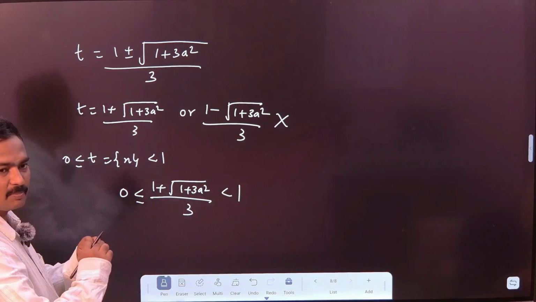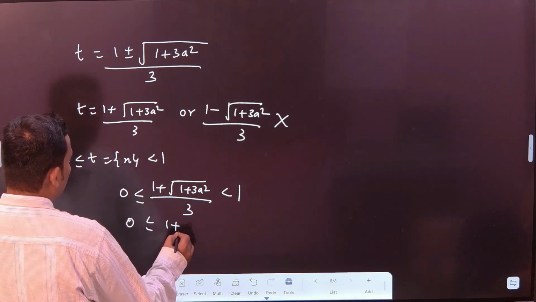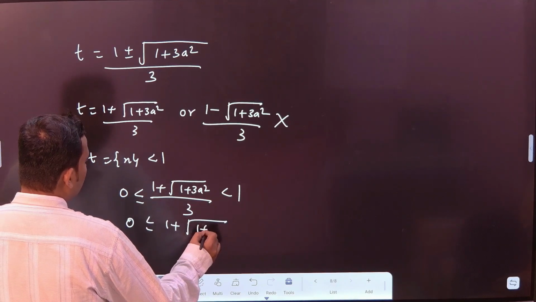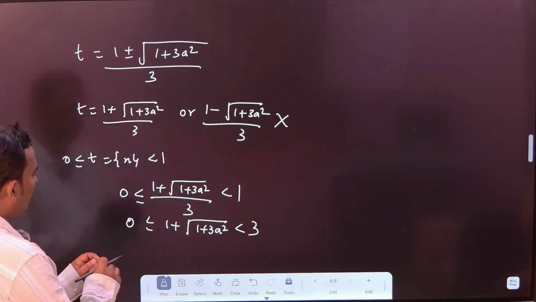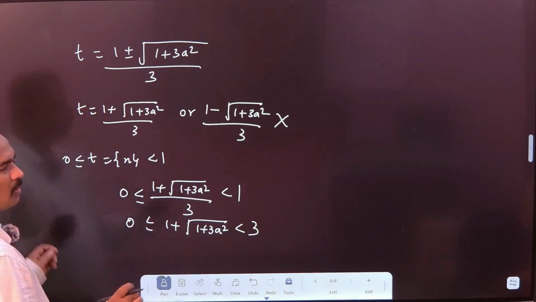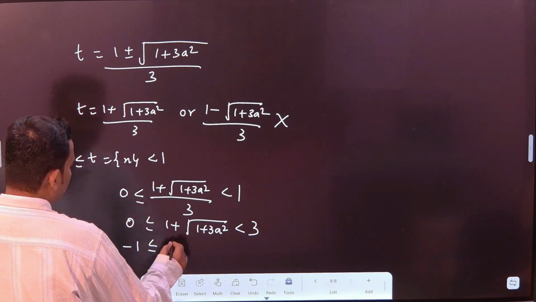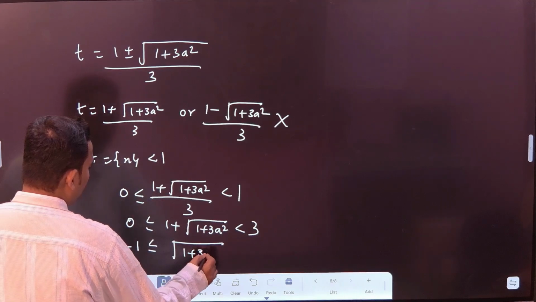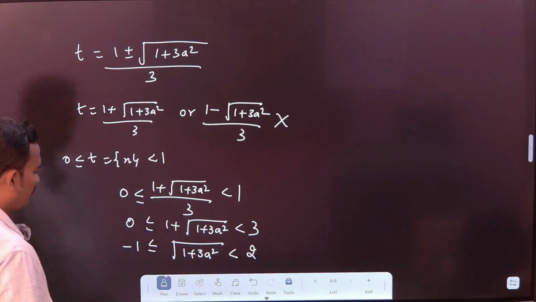So now you can multiply by 3 both sides. 0 is less than 1 plus square root of 1 plus 3a squared, which is less than 3. Now adding minus 1 on both sides, what will we get? Minus 1 is less than square root of 1 plus 3a squared, less than 2, right?